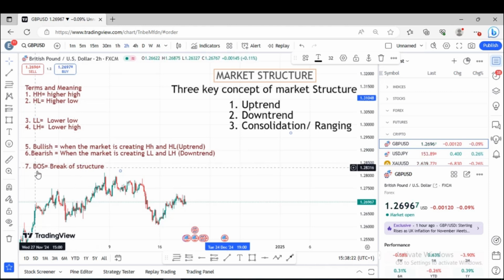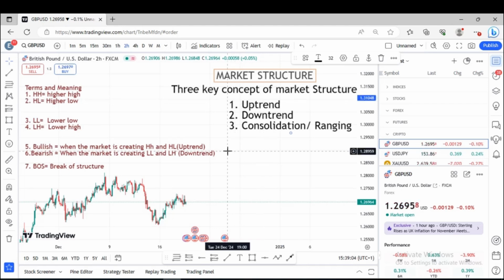Then when you see BOS, we have what we call break of structure. That is it. So now let's start with the first thing we have. The first thing I would like to talk about is the three key concepts of market structure. I'd like to talk about the uptrend first.